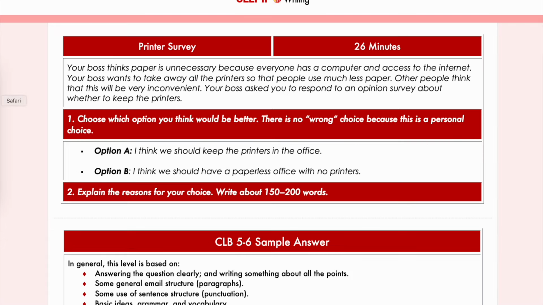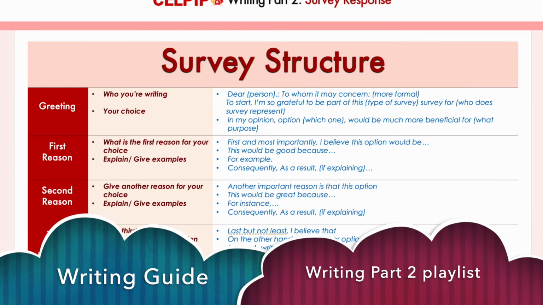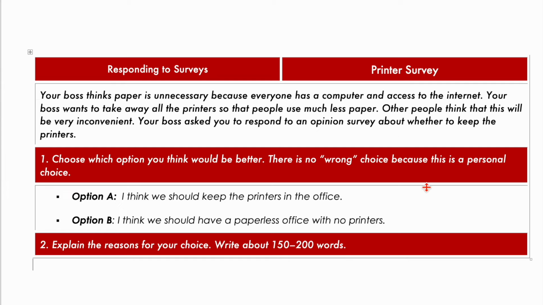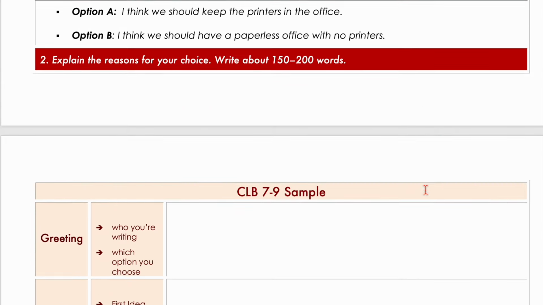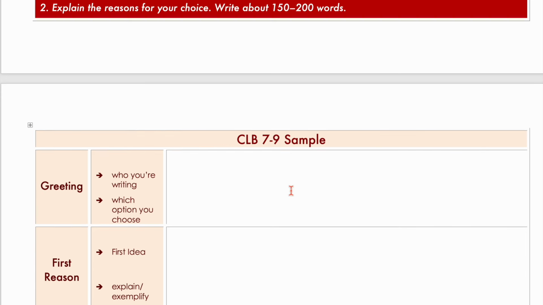Now, I just want to remind you that I will be following this survey structure. At least the greeting, first reason, second reason, and closing. I'm not going to give a third reason. I'll mention that later, but I think two well explained reasons definitely can give you 7, 8, and 9, okay? But I'm going to follow this survey structure. Very important structure. All right, and I've written that structure template here already, okay?